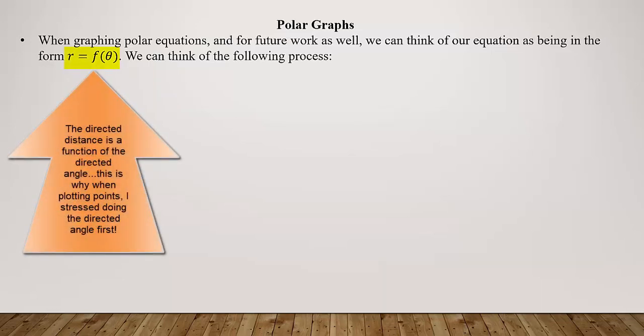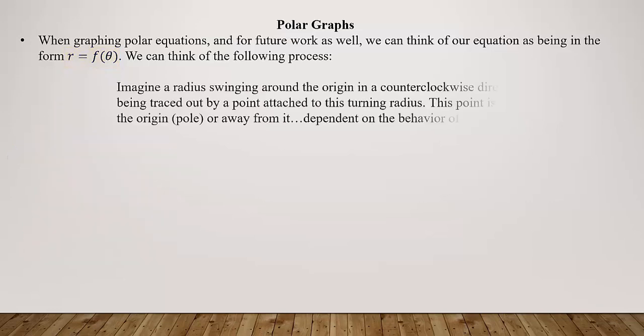I've already mentioned this once. And here's the process that I really would like you to think about. When doing polar graphs, imagine a radius swinging around the origin in a counterclockwise direction. The polar graph, the curve, is being traced out by a point that is attached to this turning radius. And this point is free to move toward the pole, or origin, or away from the pole. Its movement is dependent on the behavior of the function f of theta.